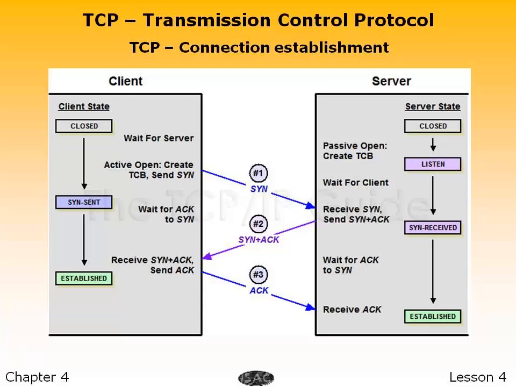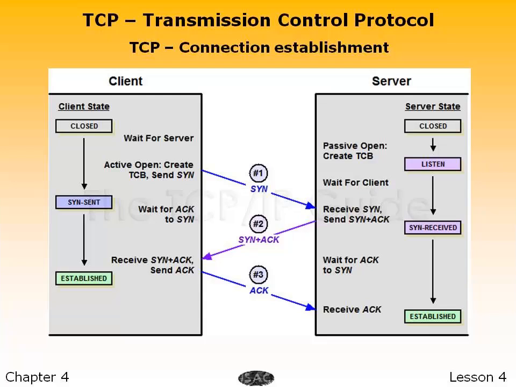Checksum has 16 bits. The 16-bit checksum field is used for error checking of the header and data. Urgent pointer has 16 bits. If the URG flag is set, then this 16-bit field is an offset from the sequence number indicating the last urgent data byte.